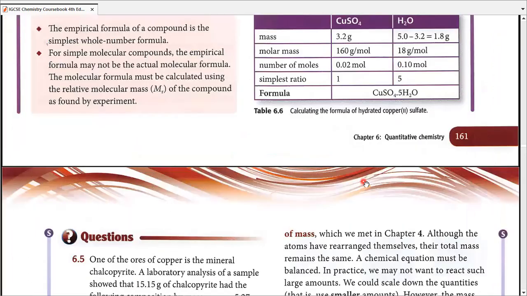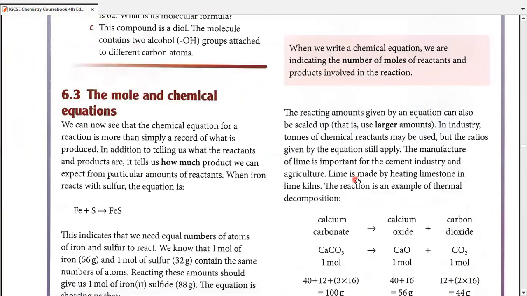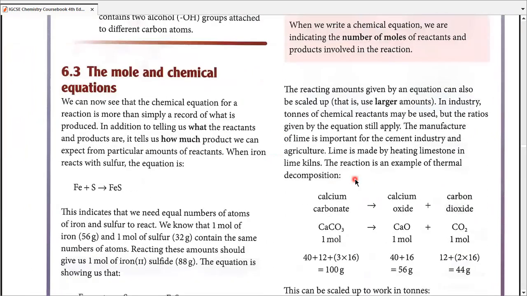So now, after doing all of this, we come to 6.3, the mole and the chemical equations. Now, since we understand how the formula for mole works, how we calculate the empirical formula or the molecular formula, we can actually put that to practice for complete chemical equations and we can work stuff out.